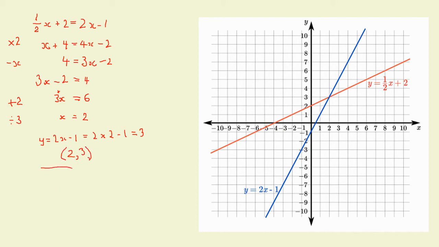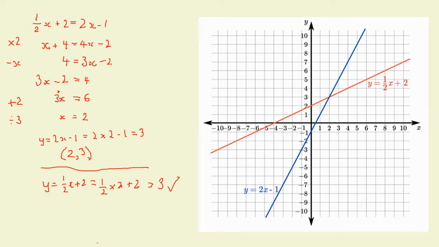How can we check? Like we did last time, we can use the other equation. What happens if I put the x value into the other equation? So I'm doing half of x and then adding 2. So I've got to do half of 2 and then add 2. Remember, of always means times. Half of 2, add 2. Half of 2 is 1, add 2 is also 3. We got the right answer.